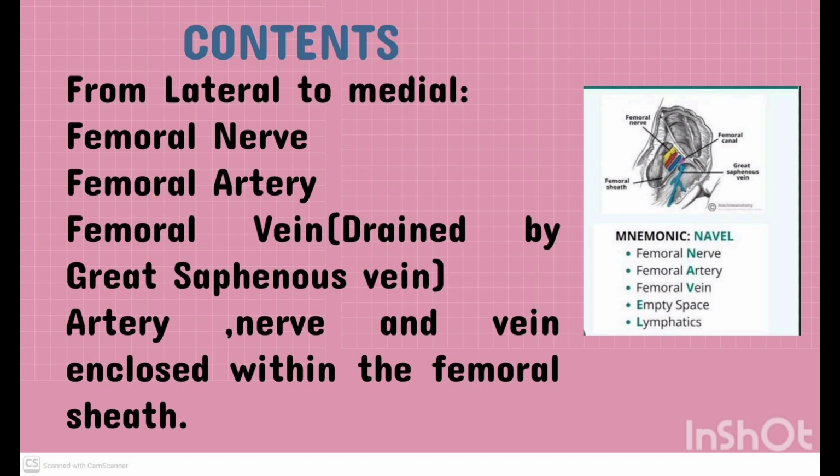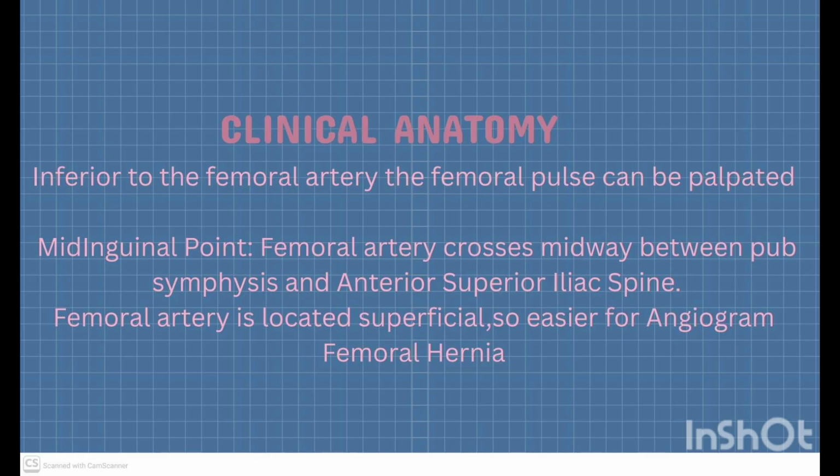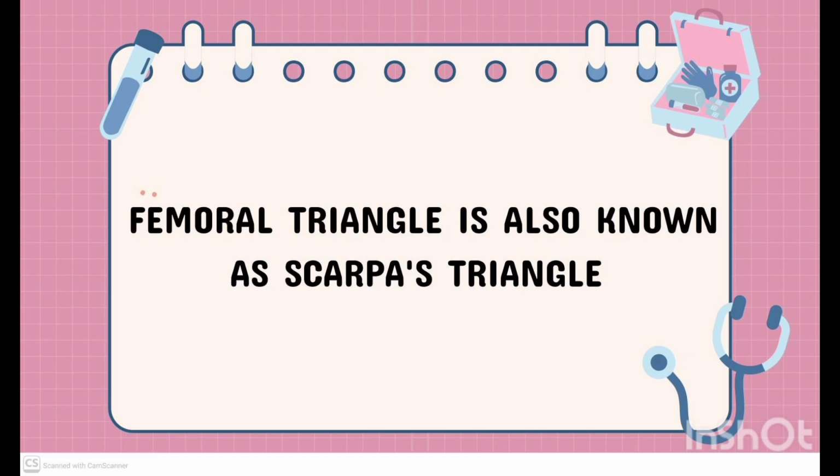Femoral nerve, artery, vein. And coming to the clinical anatomy, the femoral pulse can be palpated inferior to the inguinal ligament, at the mid-inguinal point, that is, the femoral artery crosses midway between the pubic symphysis and the anterior superior iliac spine. And since this femoral artery is superficial, angiogram can be done. And the femoral triangle is also known as the Scarpa's triangle.